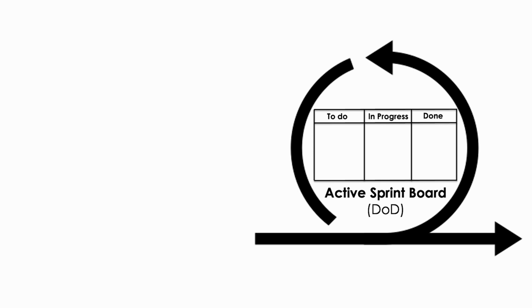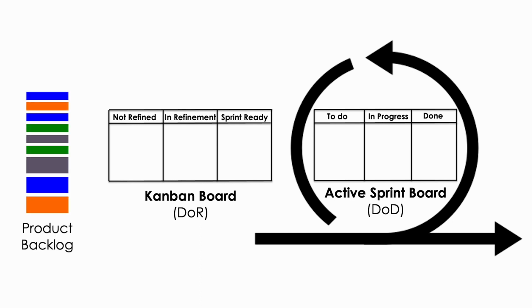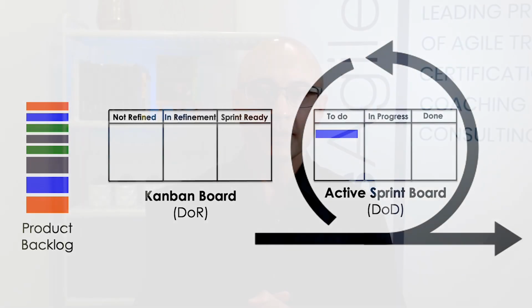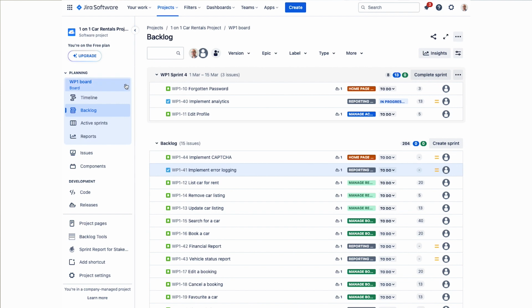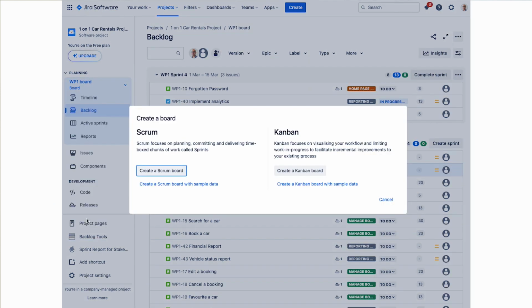In Jira, well, you need to create a Kanban board to visualize everything that occurs before bringing the product backlog item into the sprint. So how do you do it? Well, basically you go to the left panel, you click on the board, and you'll notice at the bottom there is a create board option.